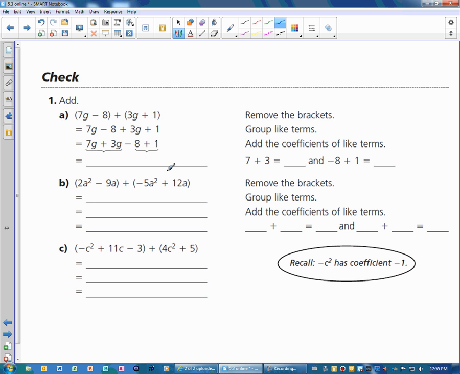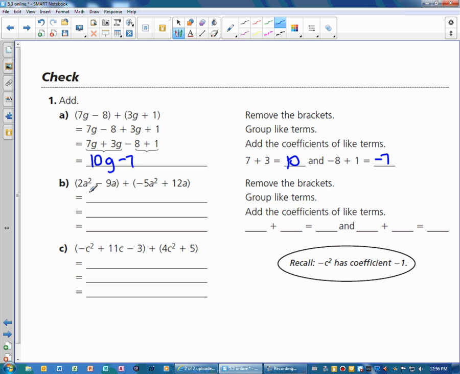But then when they group like terms, they actually move them near each other instead of what I've been doing, highlighting them so you can just easily find them. Either way is fine. And then they're saying add the coefficients of like terms. So they've grouped the g's together because they are like terms, and then they're saying, well, 7 plus 3 is 10. So 7g and 3g makes 10g. And then you have negative 8 and 1 is negative 7. So my answer is 10g minus 7 is the answer to A.